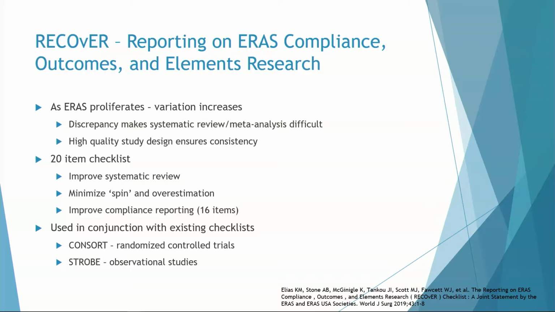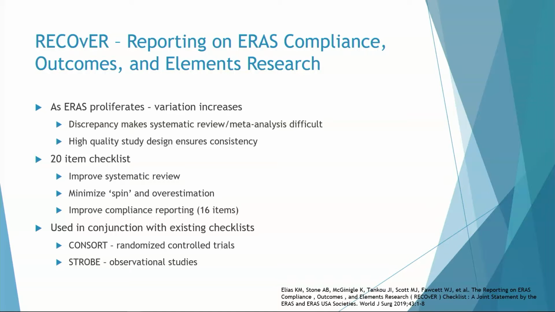A meta-analysis is only as good as the studies that go into it, so we need to make sure that every study that comes out, no matter how small or big, is well done and consistent. To that end, Kevin Elias and his group have put out an excellent checklist, the RECOVER checklist, which I think most of you are familiar with. It's a 20-item checklist that improves the ability to do a systematic review. It minimizes spin and overestimation and improves compliance reporting by having set guidelines to follow, which are very similar to checklists that have been done for randomized controlled trials like the CONSORT diagrams, which have overall improved the quality of studies that have come out.